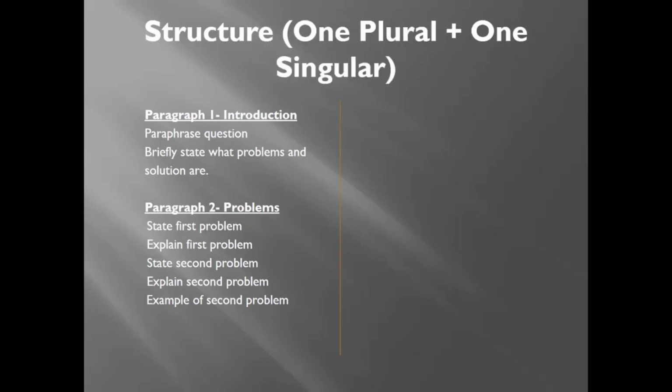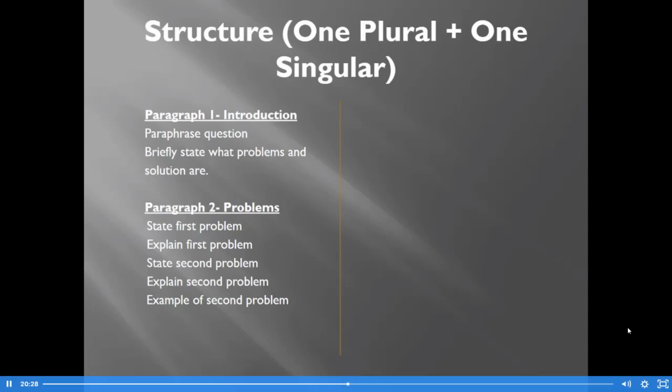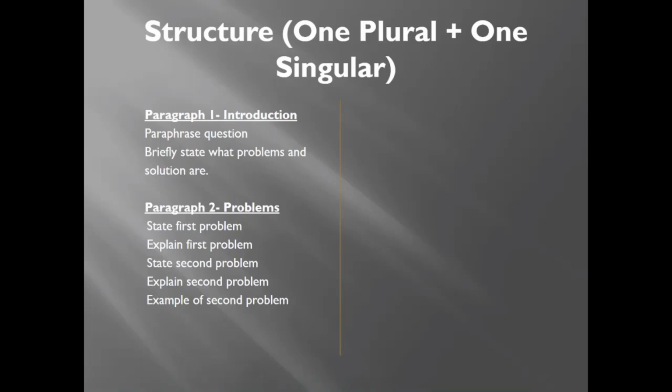Okay, so here is the structure if you have one plural and one singular. So again, always going back to the fundamental principle of answering the question. If it states, what are the problems and what is the solution to this problem, then you simply state two problems and one solution. So in your introduction, as always, you're going to paraphrase the question in the first sentence, and then briefly state what the problems are and what the solution is. So you're going to outline the problems and the solution.